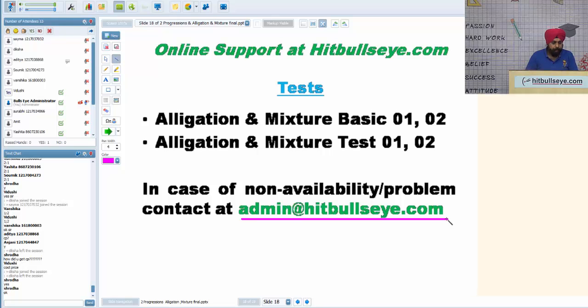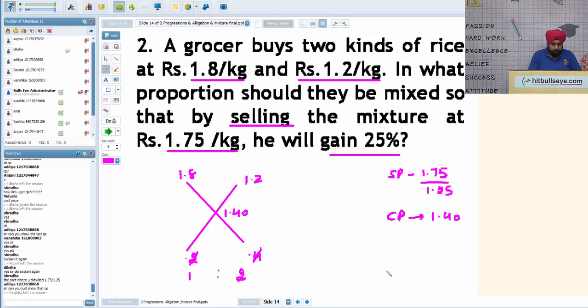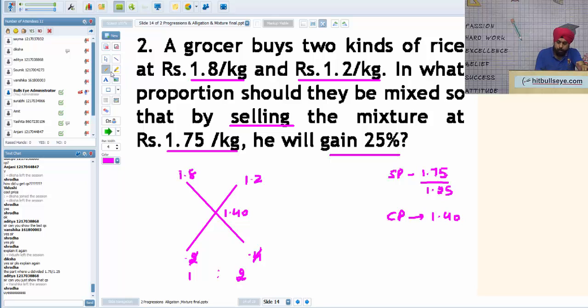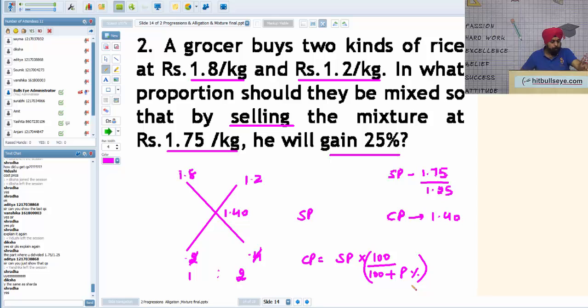So this is it from my side, students, for the day. I hope you have covered and understood all the topics. Shraddha, what you did not get? Diksha, the concept I did cover. Okay, just a minute. This one. Shraddha, you were given the selling price to be 1.75. And we know the formula that CP is equal to SP into 100 divided by 100 plus profit percent. I applied this formula only.